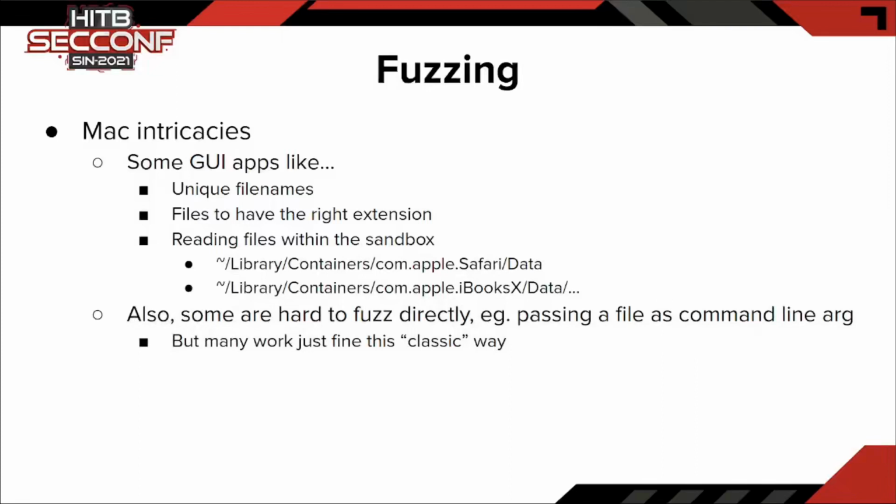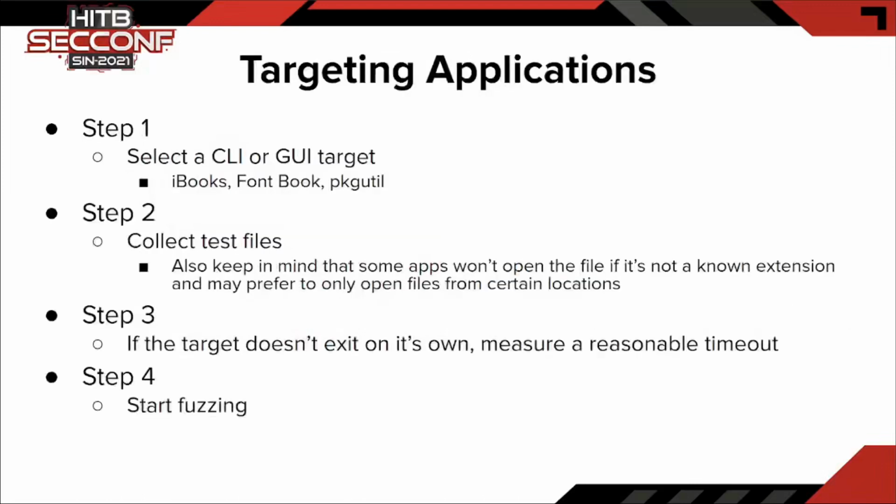So for targeting applications, you basically pick a CLI, pick a GUI, collect the input files. If the target doesn't exit on its own, measure a reasonable timeout. Like we said, command line apps versus GUI apps, that's the biggest difference. A lot of command line apps will exit after they try to parse a file or do whatever operation. GUIs oftentimes do not. So measure a timeout, and then you can start fuzzing.